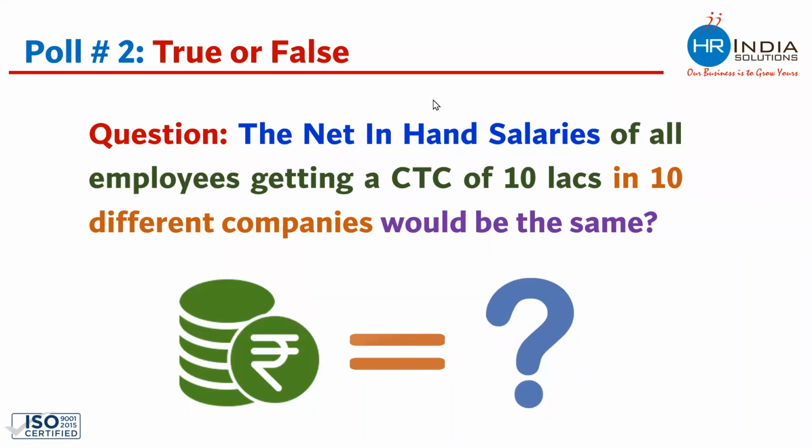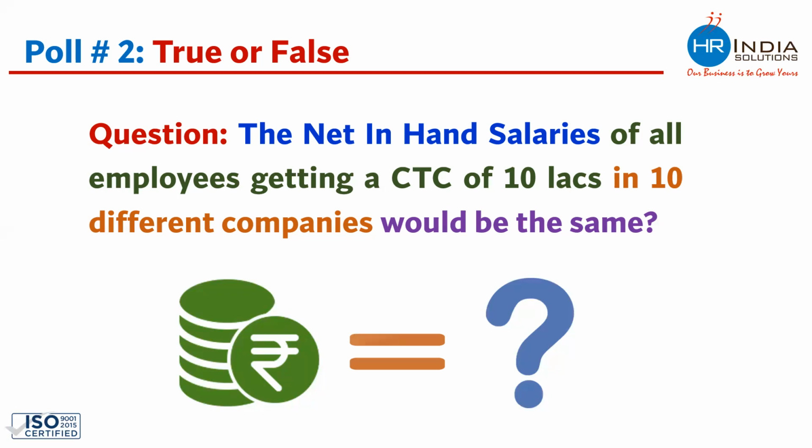We have received close to 70% of the poll. Let me end the poll and share the result. Majority of the population, 83%, voted for false, and they are of the opinion that the net in-hand salary of all these employees would not be the same even if they are at the same CTC but working in different companies. Whereas 17% of the population feels that yes, take-home salary would be the same for all these employees if their CTC is the same.